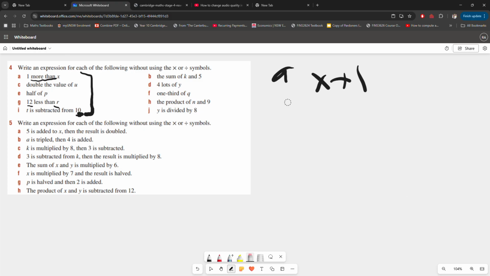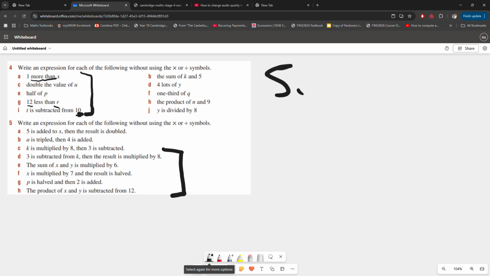So very similar sort of questions, however, maybe there's a couple more steps added for question 5. So let's do D to H. Okay, we'll do the last few here.